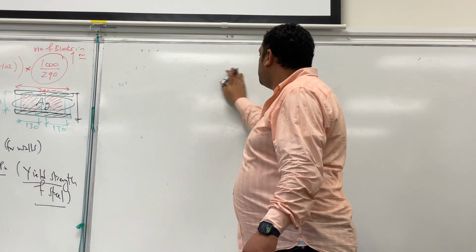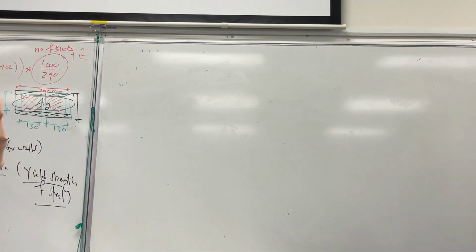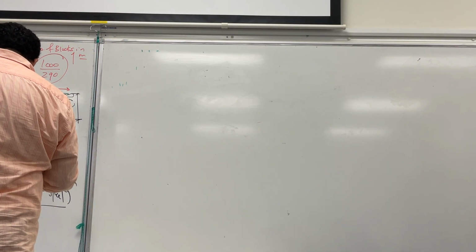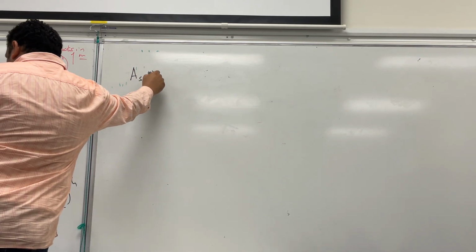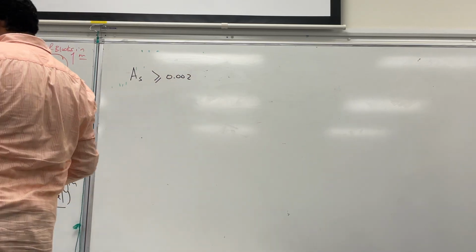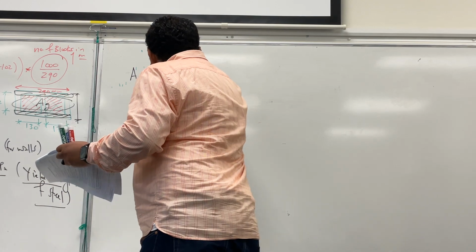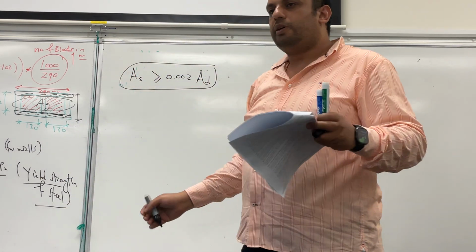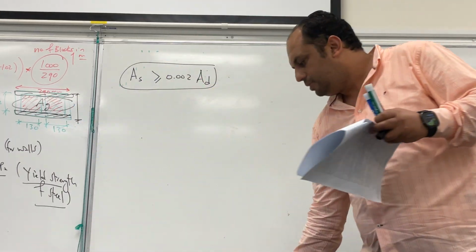What is the minimum reinforcement? The bigger spaces. What is the minimum? Spaces like 290. AS should be more than 0.02 or 0.002 AD, where AD is the input. So it'll still pass. It's still correct. And what is the area minimum? This is the formula.